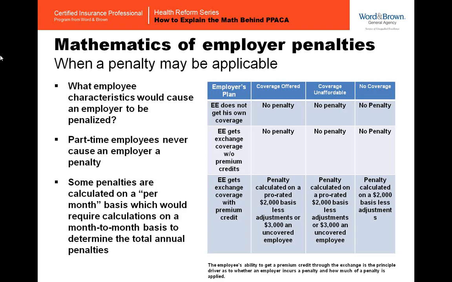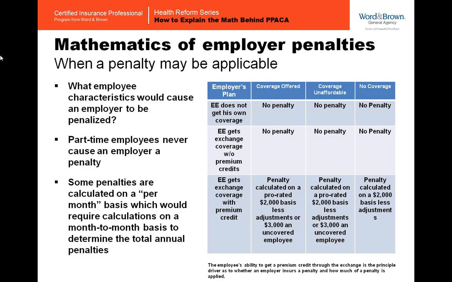The second category is an employee who goes to the exchange to get coverage. Now, this has to be through the exchange. If he buys it on the private side, outside of the exchange, it doesn't count. The employee goes to the exchange and gets his coverage, but he makes so much money that he doesn't get any premium tax credit, no help from the state or federal government. Again, as you can see, no penalties apply.